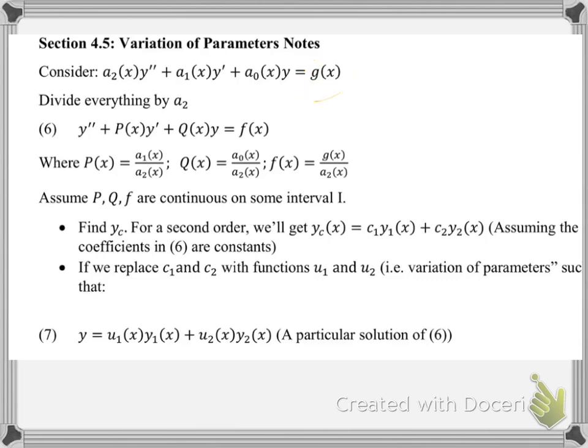Okay. All right. So let's get started finally. Like I said, we're starting with a second order DE. So let's consider this second order DE, right? The first thing we need to do is divide everything by a sub 2. And when we do that, we'll get this equation here in 6: y double prime plus p of x y prime plus q of x y equals f of x, where of course, since we divided by a sub 2, these are what p, q, and f represent, right?